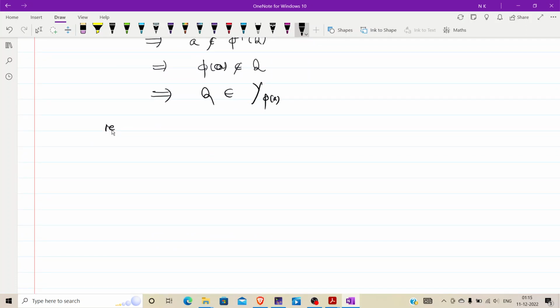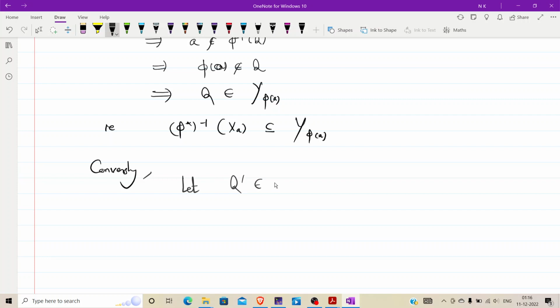Conversely, let me now go to the converse part. We have shown that phi star inverse of X_a is a subset of Y_phi(a). Now conversely, let me take one element from Y_phi(a). Let Q' belong to Y_phi(a). What does this imply? This implies phi of a does not belong to Q', because by definition of that particular set, phi of a cannot be in Q'. So if phi of a is not in Q', that simply means a does not belong to phi inverse of Q', right?